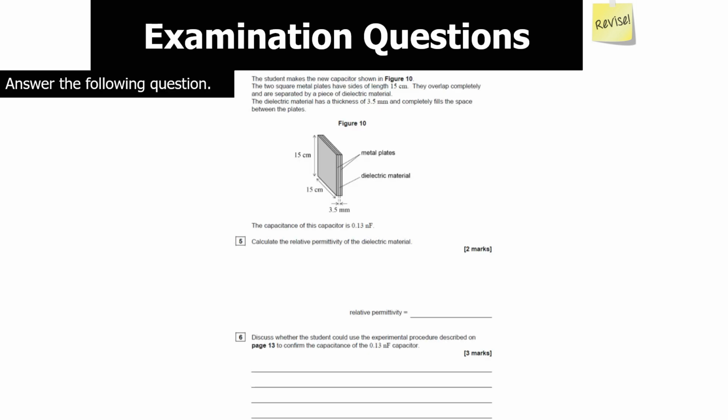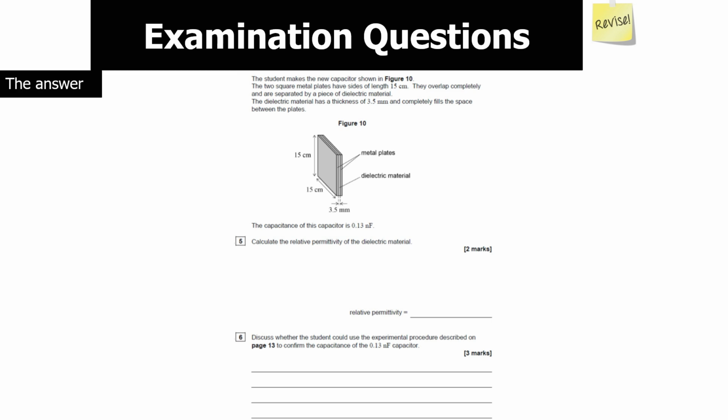The next question says the student makes a new capacitor as shown in figure 10. The two square metal plates have sides of length 15 centimeters. They overlap completely and are separated by a piece of dielectric material. The dielectric material has a thickness of 3.5 millimeters and completely fills the space between the plates. The capacitance of the capacitor is 0.139 nanofarads. Calculate the relative permittivity of the dielectric material and discuss whether the student could use the experimental procedure described previously to confirm the capacitance of the 0.139 nanofarad capacitor. So pause the video now and then unpause the video when you want to go through your answer.